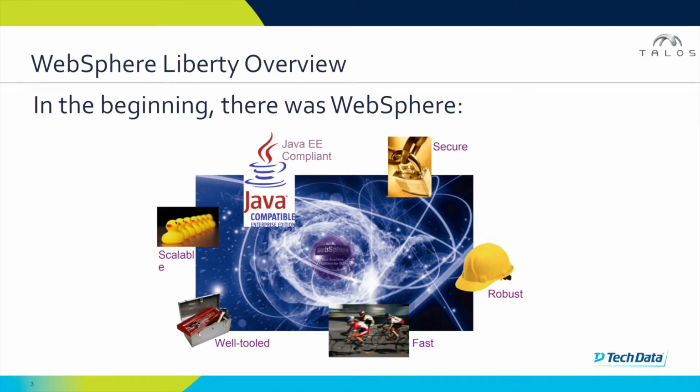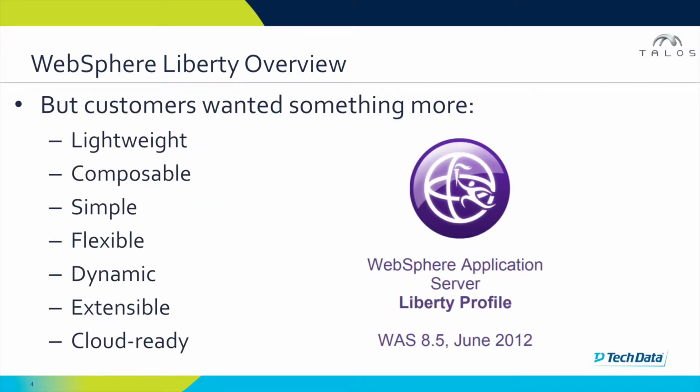Okay, so WebSphere Liberty is an answer to a question that was raised with WebSphere. So in the beginning, there was WebSphere. It was a massively scalable Java EE compliant application server. It was very secure, it was fast, it was robust. But as lighter weight Java runtimes became more popular, things like Tomcat, customers wanted something lighter weight, composable, flexible, dynamic, and something that was ready for cloud environments.